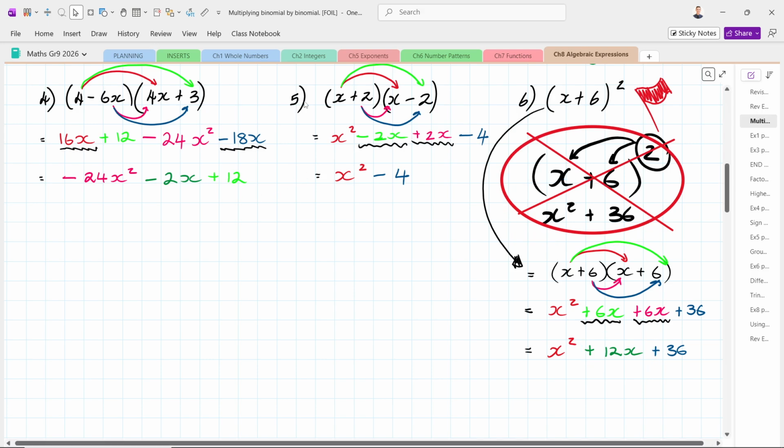Okay, these two are special. We're going to look at some shortcuts regarding this later once you've mastered foiling. And the next video is going to be very quick. It's just going to be on the advanced products.